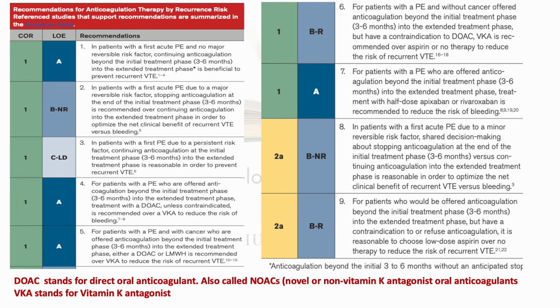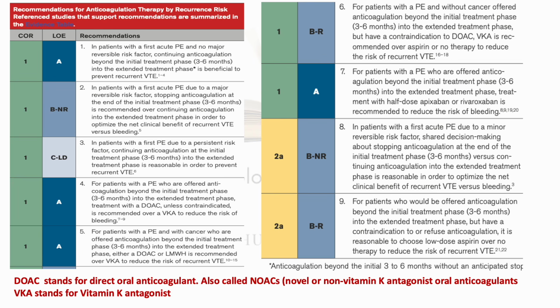So no major reversible risk factors. We didn't know why it happened. Try and give an extended phase beyond the initial treatment of 3 to 6 months. Secondly, in patients with first PE because of a risk factor which was reversible, say a surgery, you can stop anticoagulation at the end of the initial treatment phase. So, initial 3 to 6 months, and you stop the anticoagulant rather than giving it extended.